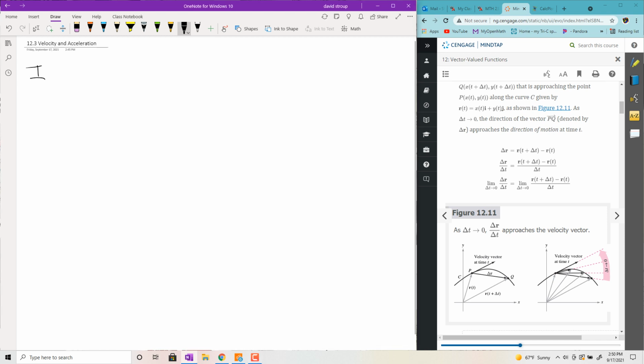Okay, hey, welcome back. This is now 12.3, continuing on with vector valued functions. So we'll introduce here velocity, speed, and acceleration.